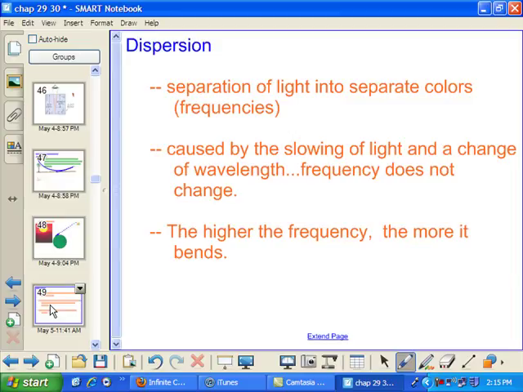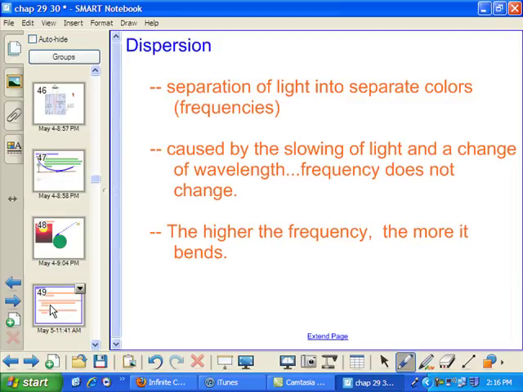We talked about spectra, but we did not talk about how we got the spectrum. We just talked that we have a spectrum. Dispersion is how we get a spectrum. This is that separation of light into those separate colors, frequencies, spreading it out. And it's caused by the slowing of light and a change of wavelength. Frequency does not change. It also has to do with going around sharp edges. Basically, the higher the frequency, the more it bends. High frequencies, small wavelengths bend more than low frequencies, long wavelengths.